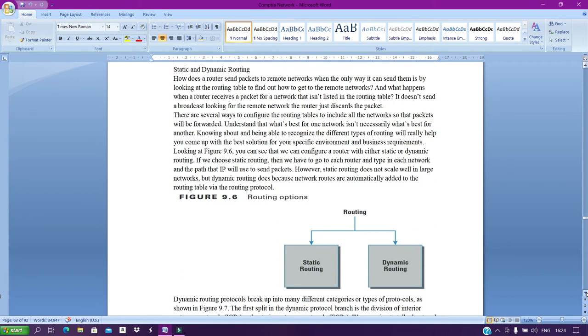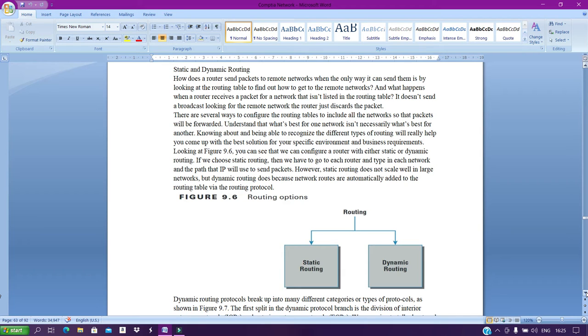Static and dynamic routing. How does a router send packets to remote networks when the only way it can send them is by looking at the routing table to find out how to get to the remote networks? And what happens when a router receives a packet for a network that isn't listed in the routing table? It doesn't send a broadcast looking for the remote network. The router just discards the packet.